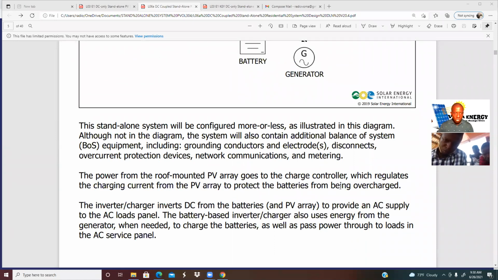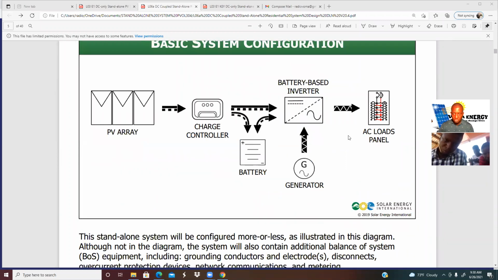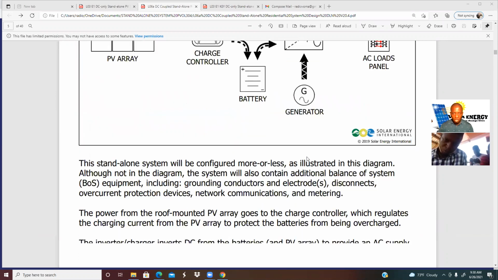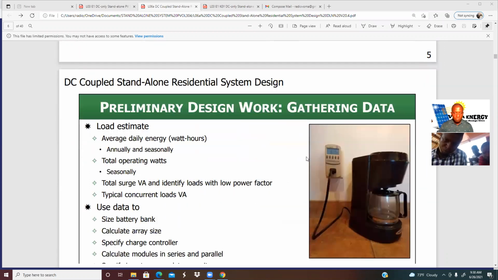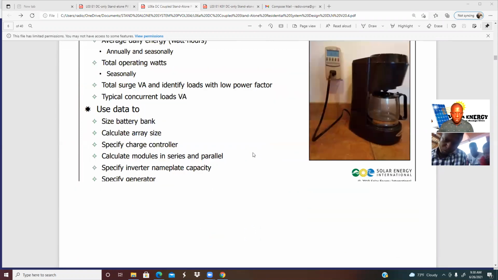All right, this standalone system will be configured more or less as illustrated in this diagram. So that's what we show in the diagram, how the system is going to be configured. Let's move here. The preliminary design work, gathering.